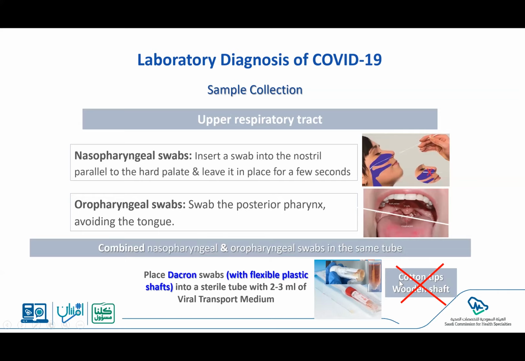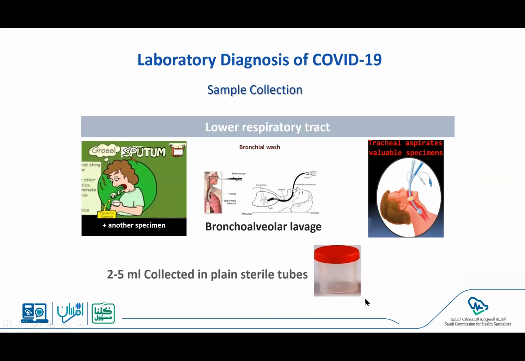It's better to use a Dacron swab with a flexible plastic shaft and put them in a sterile VTM, viral transport media. If the patient is intubated or can bring some sputum, that will also be a great sample. For intubated patients, you can collect bronchoalveolar lavage, tracheal aspirate, or sputum if the patient can give it. However, these samples can be put in a sterile plain tube. You don't have to put them in a VTM.